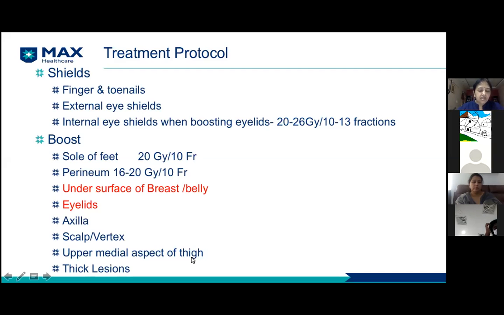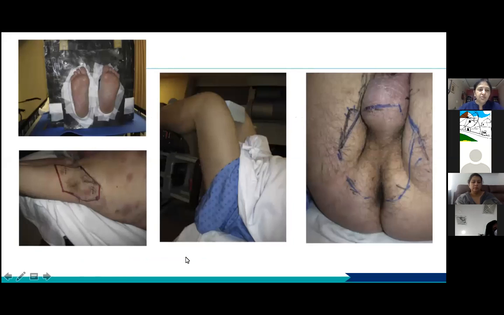Sometimes if there are lesions in the upper medial aspect of the thigh, it will also require additional boost. I will show you some pictures. So this is how we treat the sole of the feet. We make them lie down and there is a direct and facing beam. We generally use a degrader or bolus. And if there are any lesions in the axilla, you have to mark it out and treat it.